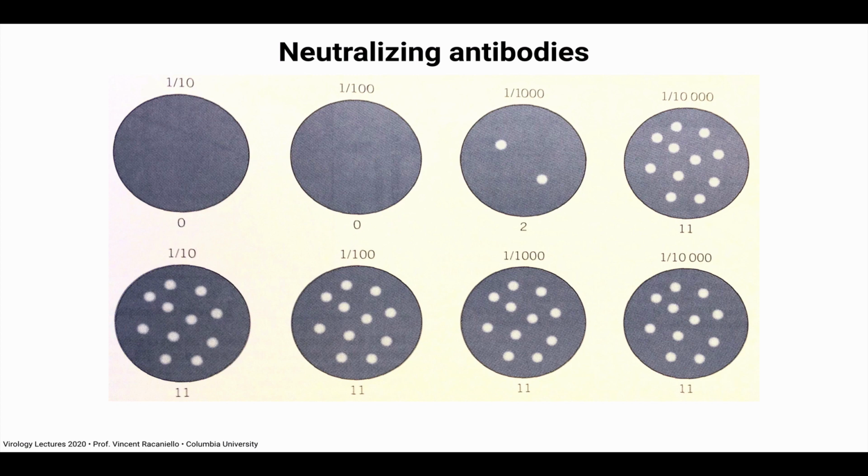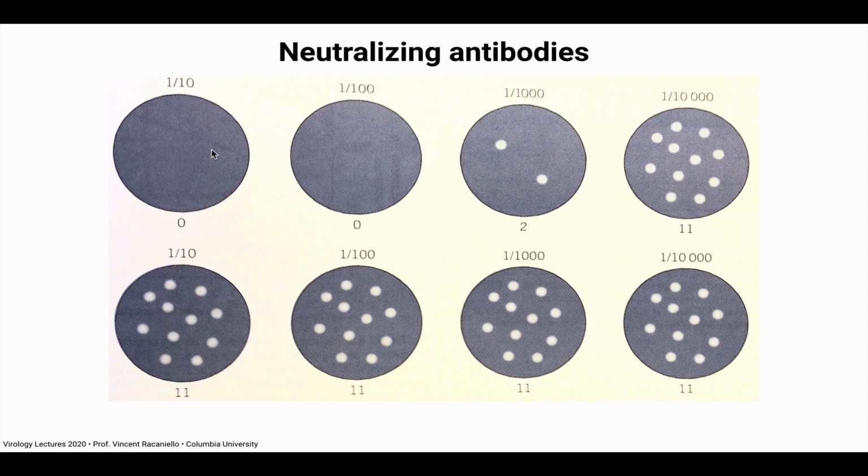So these are plaque assay plates. And you can see lovely plaques. I don't think they're real. I think this is a fake assay. We have 11 plaques that we've added. On the bottom, we've had, say, a serum from an uninfected animal. We've made dilutions 1 to 10, 100, 1,000, 10,000. Same number of plaques on every plate.